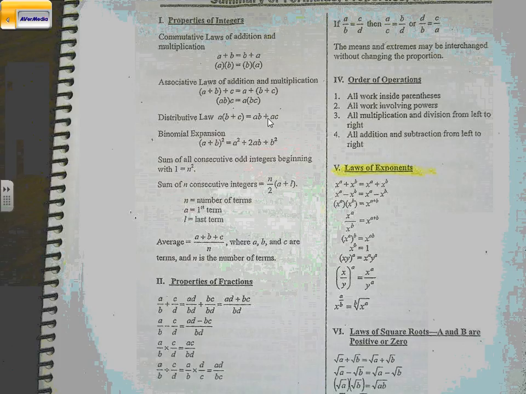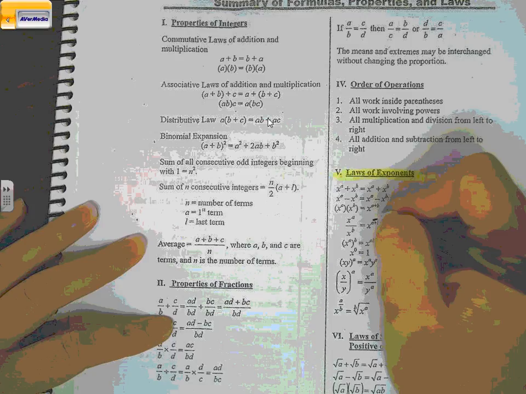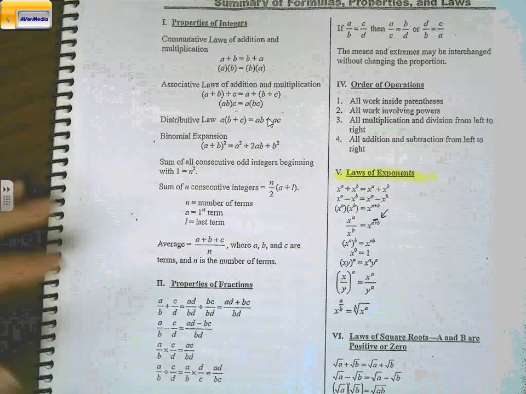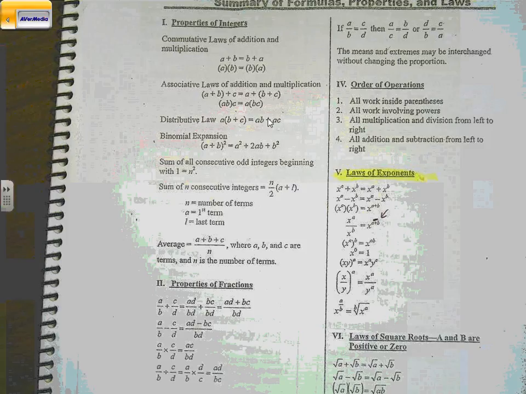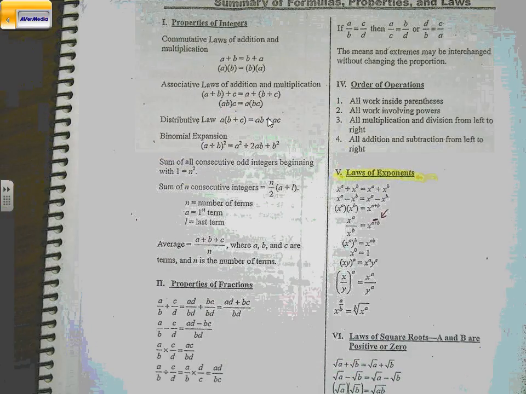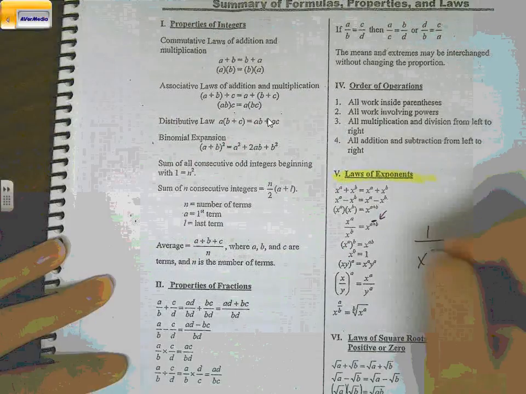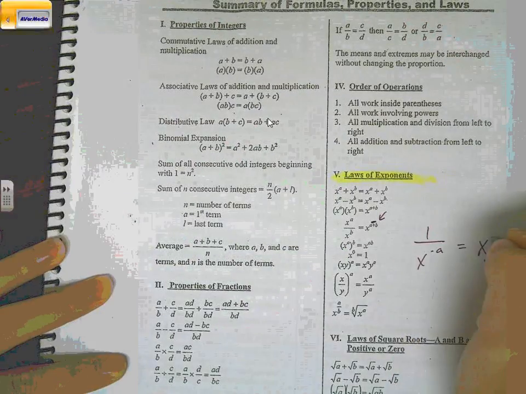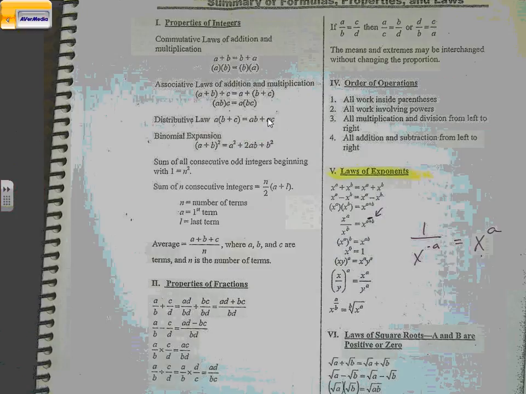The only problem is there's one written wrong. I noticed that. This should be a minus b right here. That should be a minus b. X to the a divided by x to the b is x to the a minus b. You subtract exponents. And then if you have a negative exponent, that's the same thing as x to the a. So that would be a good addition to that little piece of information.